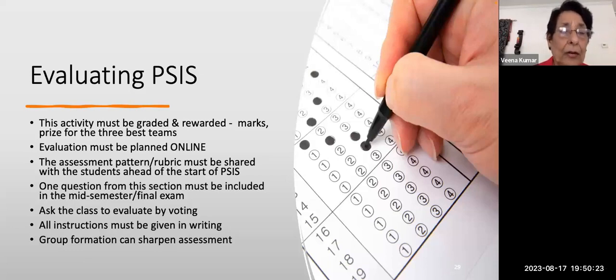Evaluation must be planned online. The assessment pattern and rubric must be shared with the students. And we have not done the other steps. One of the steps is creating a rubric. You can also ask the class to evaluate by voting. Once all the projects are online, you can ask the class to vote for the best project. Let them evaluate.